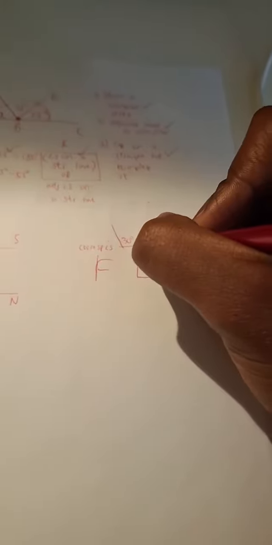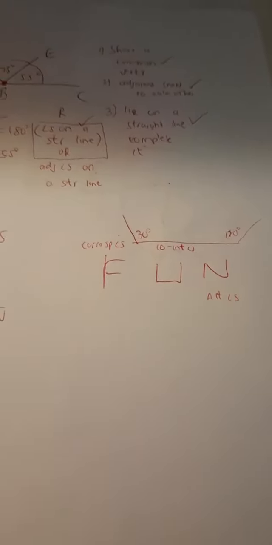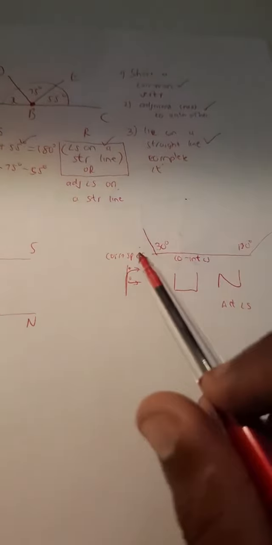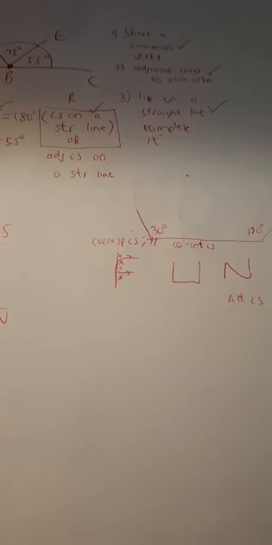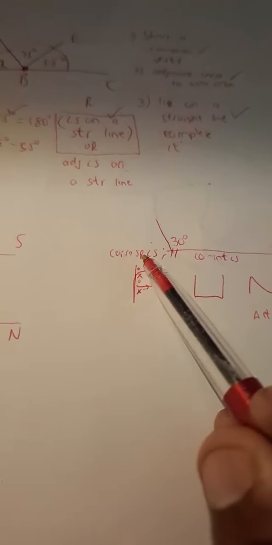We have co-interior angles, and we have what we know as alternate angles. Every time, guys, we identify that on top we are equal, those are corresponding angles. Bottom of this line, bottom of the other line, those angles are equal, those are corresponding angles. So we say corresponding angles, and we always state the lines that are parallel. This line is parallel to that one if the relationship is corresponding.